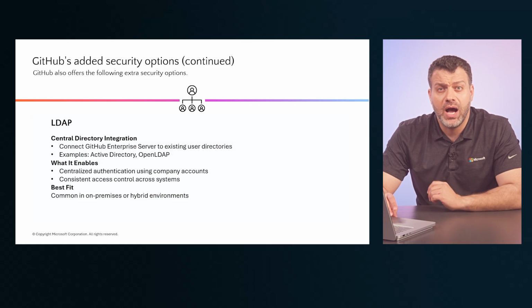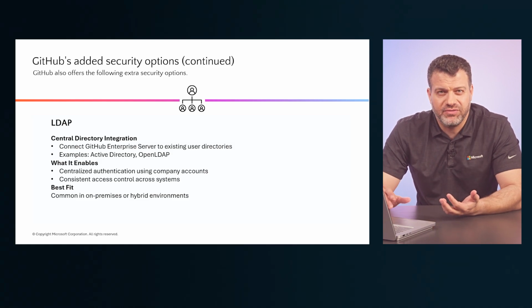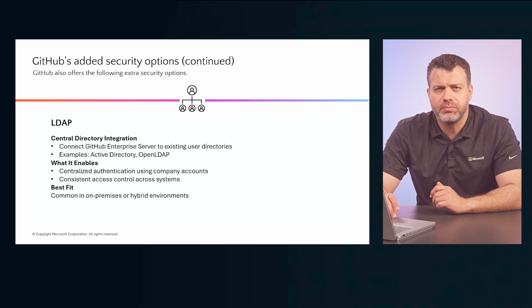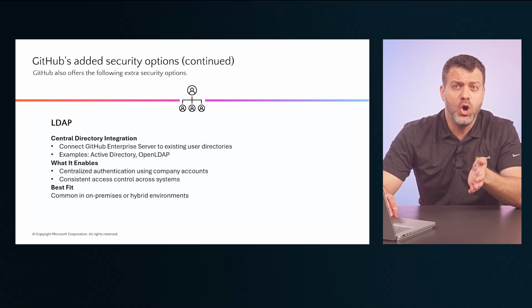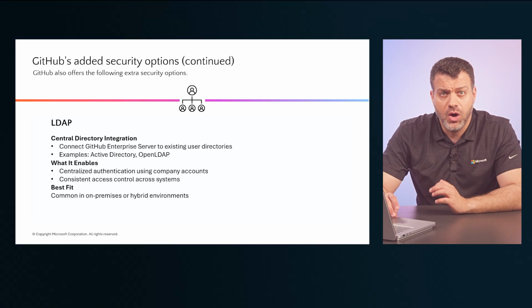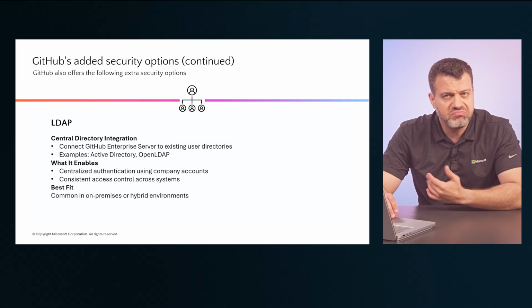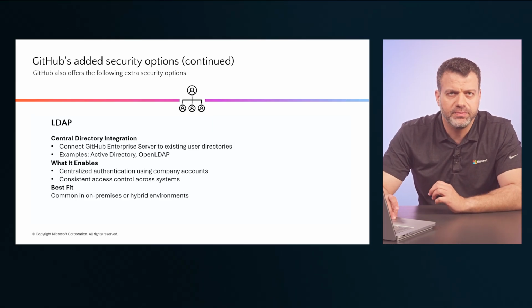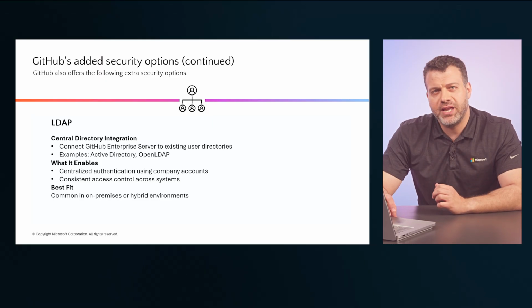So for example, a company already using Active Directory for internal systems can use LDAP, so employees log into GitHub with the same credentials. When a user is removed from the directory, GitHub access is also removed. This makes identity management more consistent across systems.